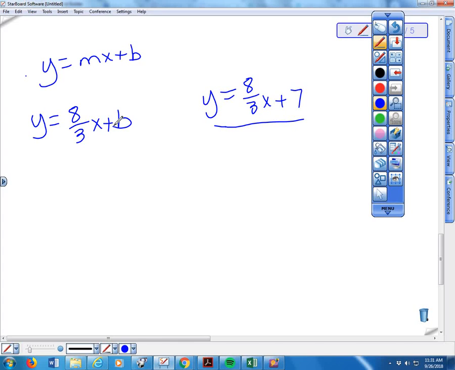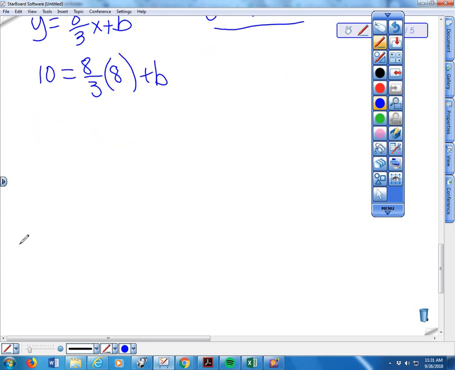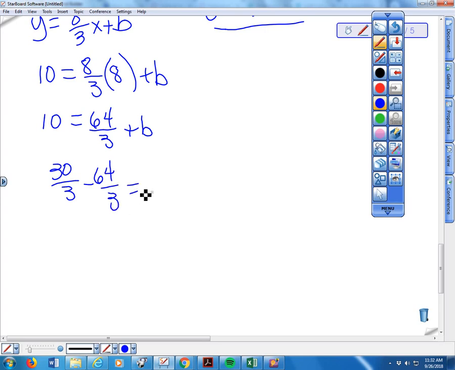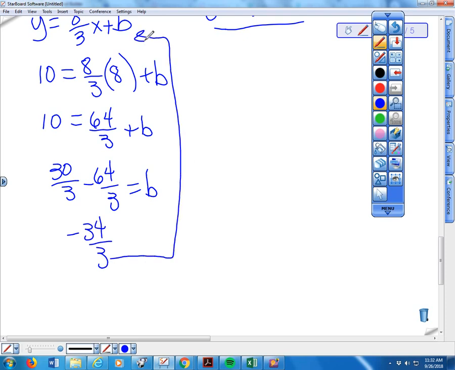Well, to find b, you use the point that's given, which was (8, 10), and I plug it in for x and y. 10 equals 8/3 times 8 plus b. And now I'm just simplifying and solving. So 10 equals 64/3 plus b. Well, 10 is 30/3, minus 64/3 is equal to negative 34/3. That goes back in for b here, so it should be y equals 8/3 x minus 34/3.